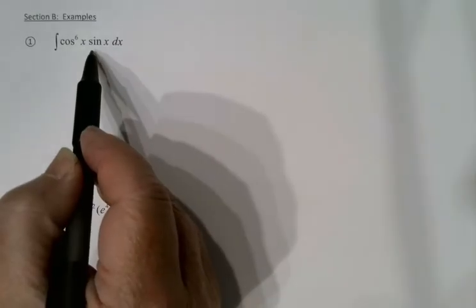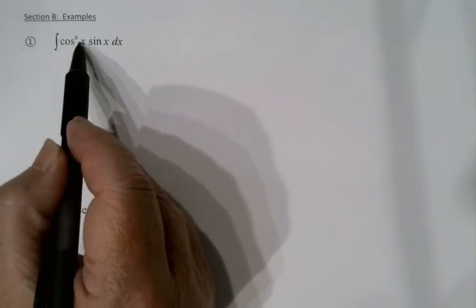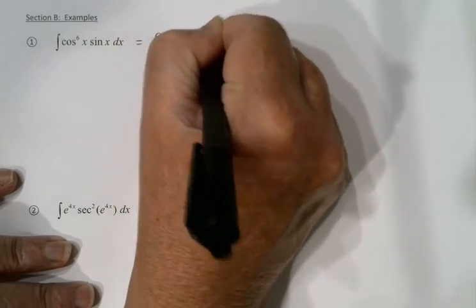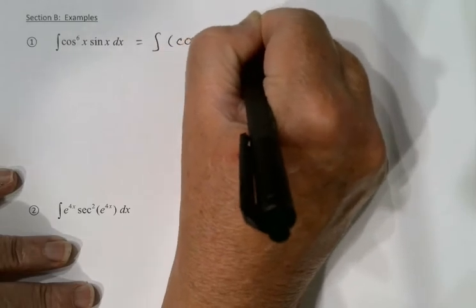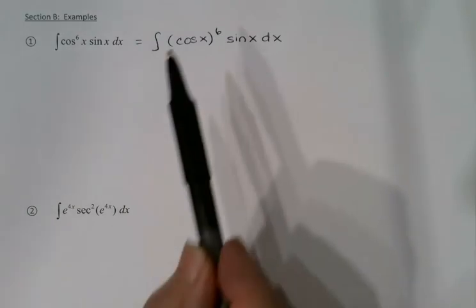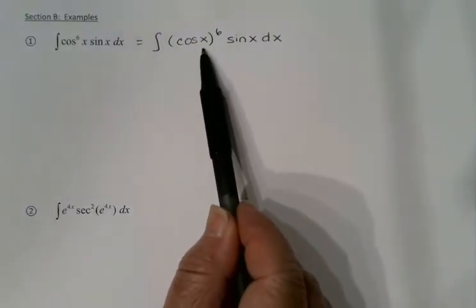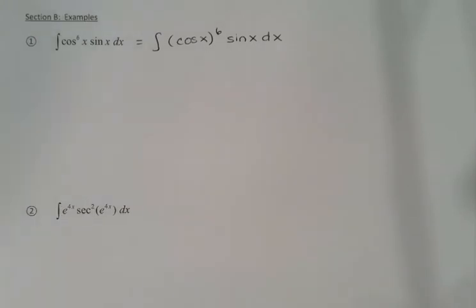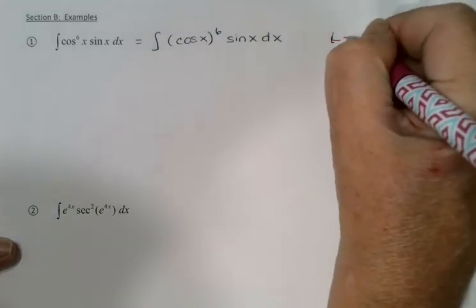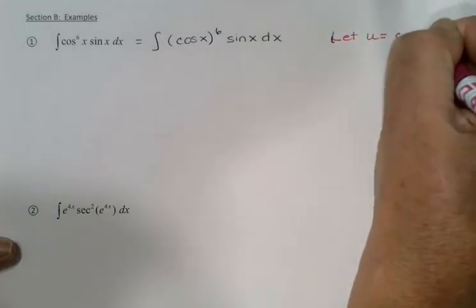When you look at example 1 here, remember that the sixth power on the cosine could actually be rewritten so that it looks like cosine x to the sixth power times sine x dx. Now that I've written it in that form, it's more obvious that this cosine x is inside that exponential function, that sixth power. And so cosine x would make a good choice for u. So let's let u be cosine x.